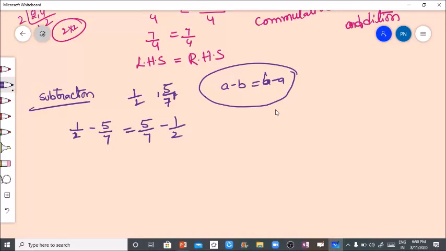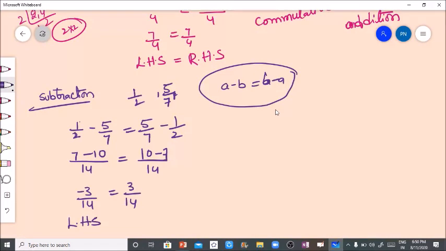Here LCM is 14. 7 1s are 7, minus 2 5s are 10, equals here also 14, 2 5s are 10, minus 7 1s are 7. So 7 minus 10 is minus 3 by 14, equals 10 minus 7 is 3 by 14. Here minus 3 by 14 and 3 by 14 never equal. So LHS is not equal to RHS.